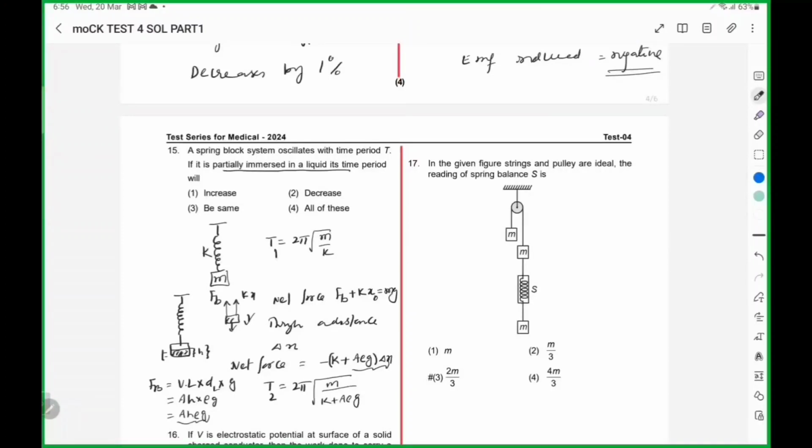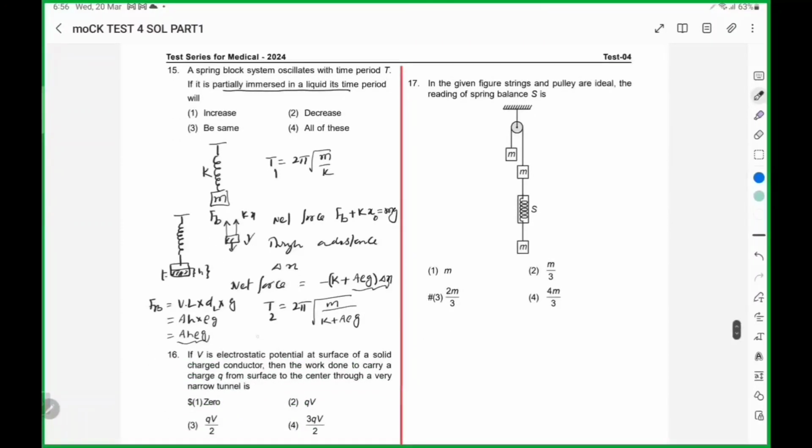So this is T1, T2. It's very obvious T2 by T1 will be root of (k plus a rho g) by k, which is greater than 1. So here T2 by T1 will be k by (k plus a rho g), which is less than 1. So the time period decreases.